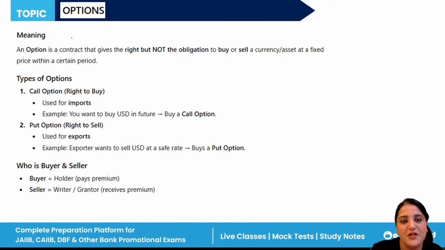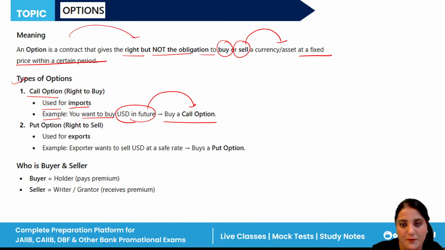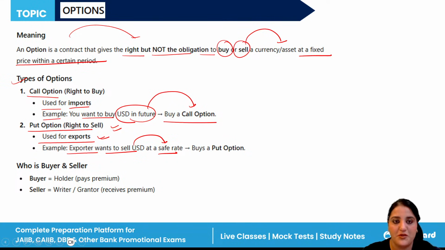Then an option is a contract that gives the right but not the obligation to buy or sell a currency asset at a fixed price within a certain period. There are types of options. Call option, which is used for imports. If you want to buy US dollars in future, you will buy a call option. Put option, the right to sell, which is used for exports. An exporter who wants to sell US dollars at a safe rate will buy a put option. Means call option is used for importers, and put option is useful for exporters.